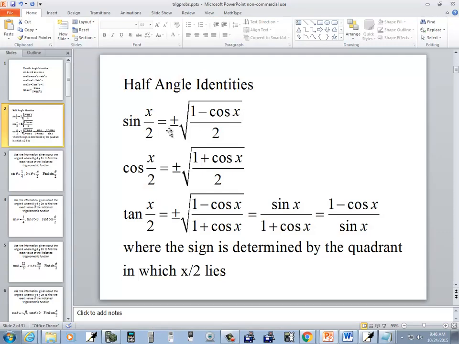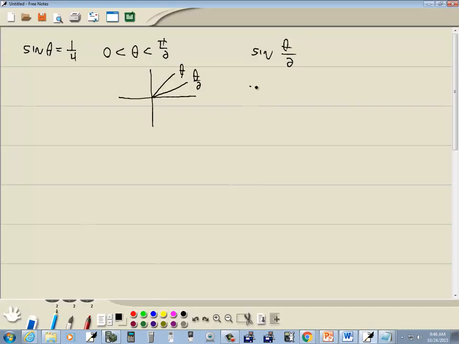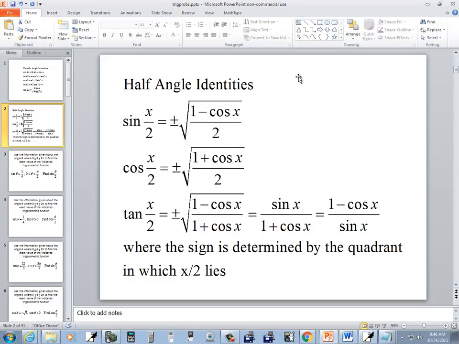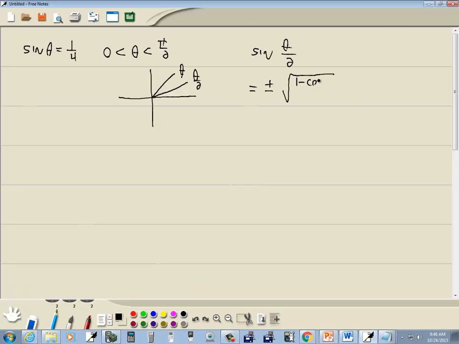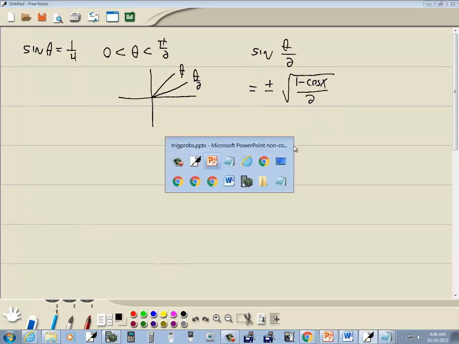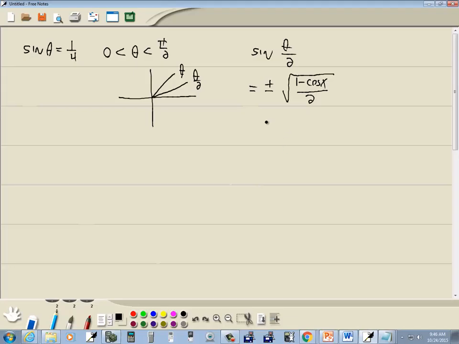Okay, our formula for sine of x over 2 is equal to plus or minus the square root of (1 minus cosine x) over 2. And we've already established that everything's positive, so I can drop the negative, and we've got the square root of (1 minus cosine x) over 2. So we need cosine.